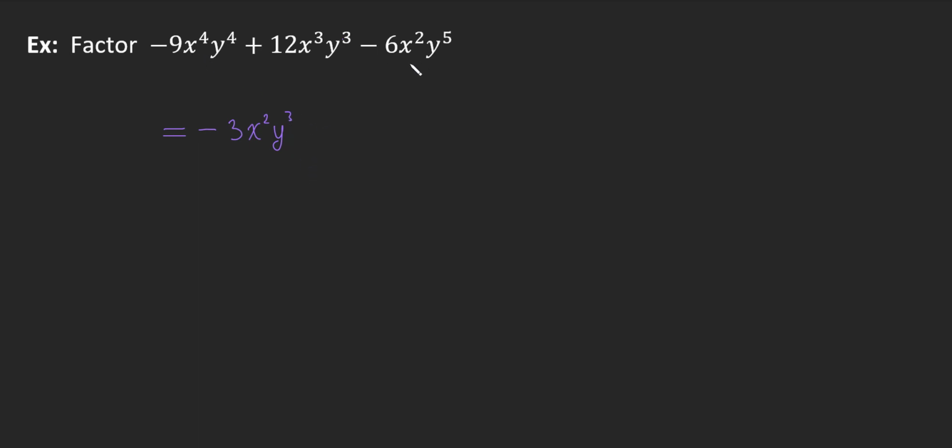Okay, so that was the GCF portion of it, but now we need to actually divide that out. So negative 9 divided by negative 3, that's positive 3. X to the power of 4 divided by x squared is x squared, and that comes from our exponent laws. X to the power of 4 over x squared is x squared because we subtract the exponents. Y to the power of 4 divided by y to the power of 3 is y.